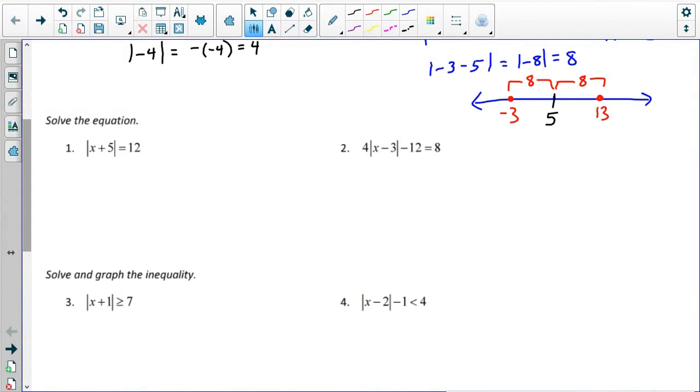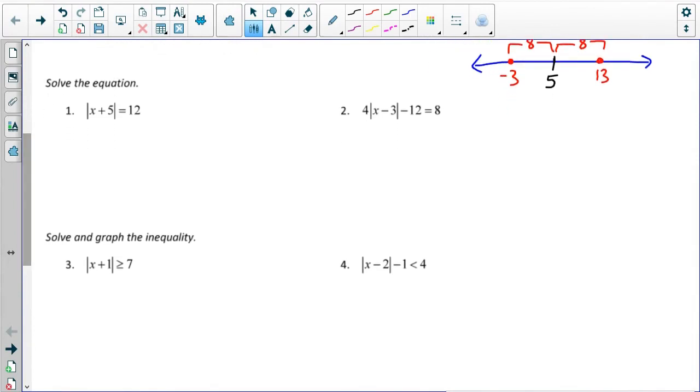Solve the equation. So we're going to spend a lot of time doing algebraic solving, and then I will plot the points and show you that geometrically it makes sense. Solve the equation. Number 1, absolute value of x plus 5 equals 12. Procedurally, what we end up doing to solve these equations is we say that x plus 5 could equal 12, or we say that x plus 5 could equal negative 12.